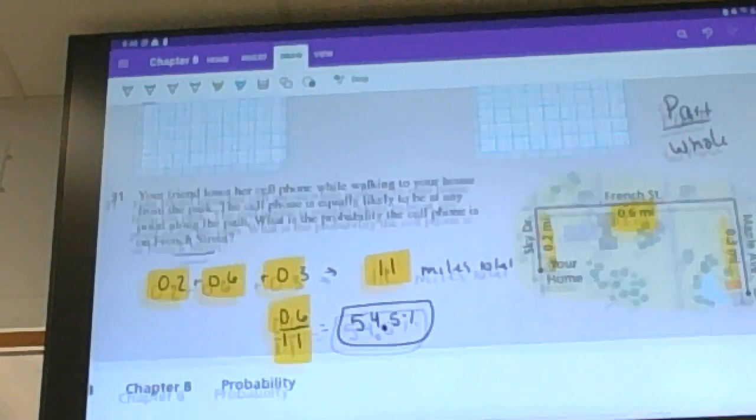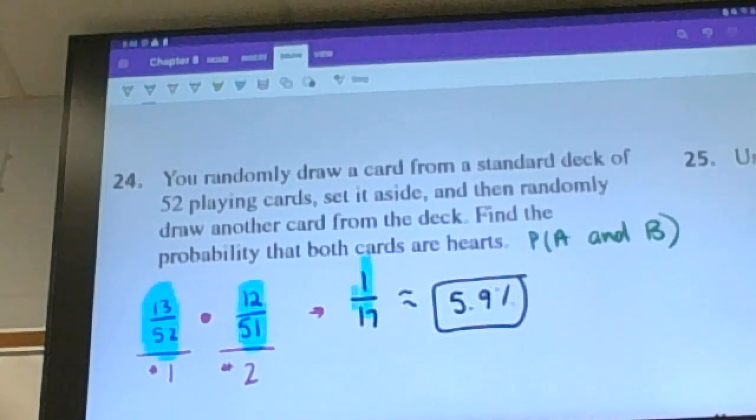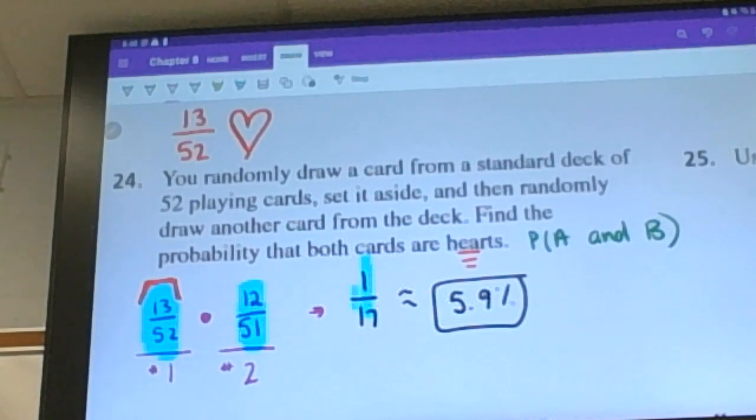All right, now over to 24. All right, all these deck of cards. Hearts. How many hearts are there total? There's 13 out of 52 heart cards in the deck. So my first probability is 13 out of 52. I pull a heart, I set it aside, it's no longer in there. So my second probability, only 51 cards left and only 12 hearts out of 51.